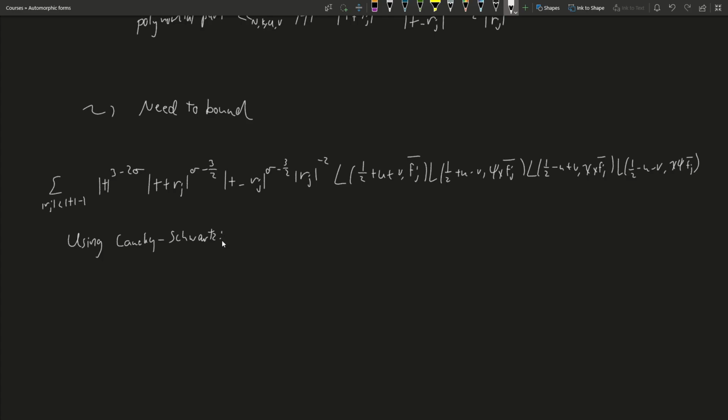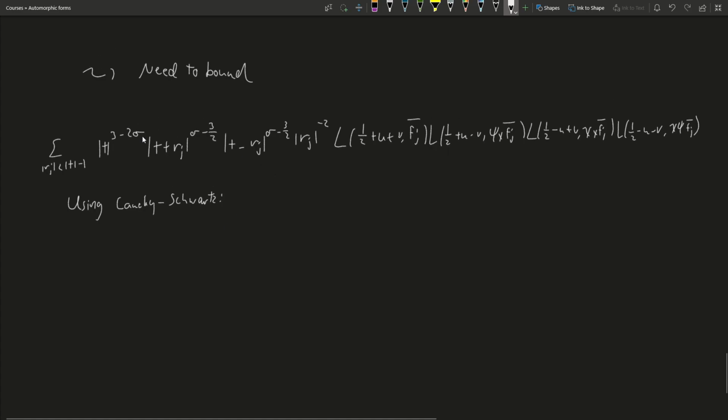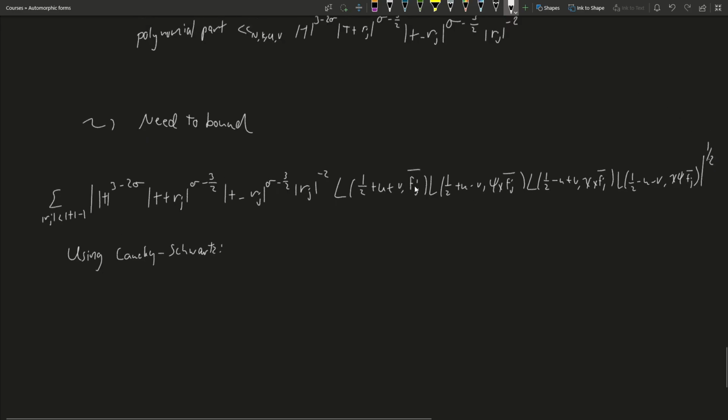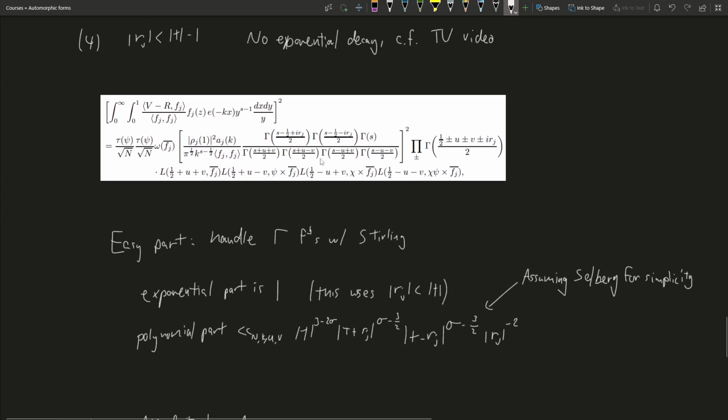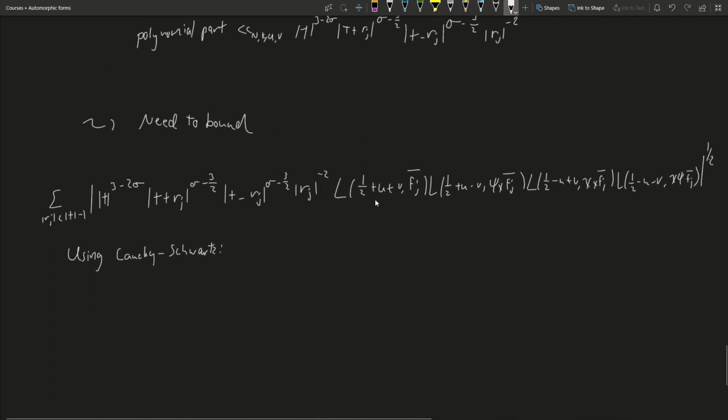So when you use Cauchy-Schwarz, well, really we're interested in the square root of this quantity, right? Because we had the square of this thing, and we want to know what the square root of this quantity is. Because this was just for one specific fj, and we're summing over j, and we were summing over the square root of these things.